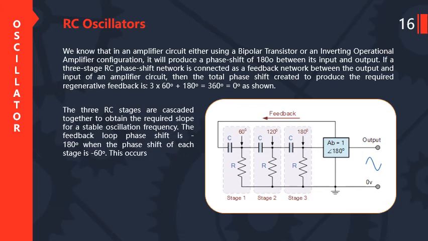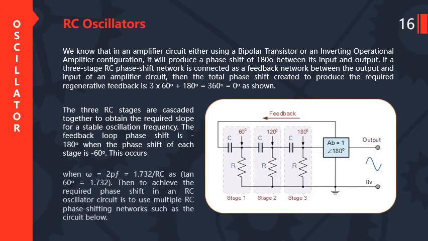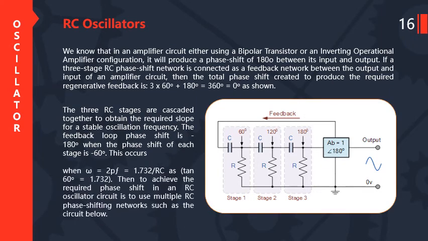The 3 RC stages are cascaded together to obtain the required slope for a stable oscillation frequency. The feedback loop phase shift is 180 when the phase shift of each stage is 60 degree. This occurs when omega is equal to 2 pi f, which is equal to 1.732 divided by RC, as tan 60 is equal to 1.732. Then, to achieve the required phase shift in an RC oscillator circuit, use multiple RC phase shifting networks such as the circuit below.